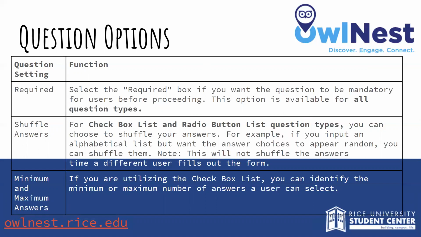For example, if you input the answer choices as an alphabetical list but want the answer choices to appear random, you can shuffle them. Note this will not shuffle the answers every time a different user fills out the form. Minimum and maximum answers: if you're utilizing the checkbox list, you can identify the minimum or maximum number of answers a user can select.